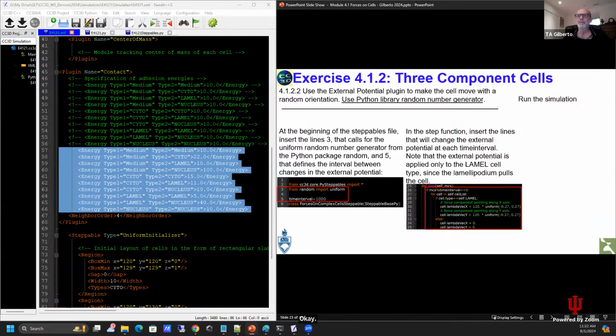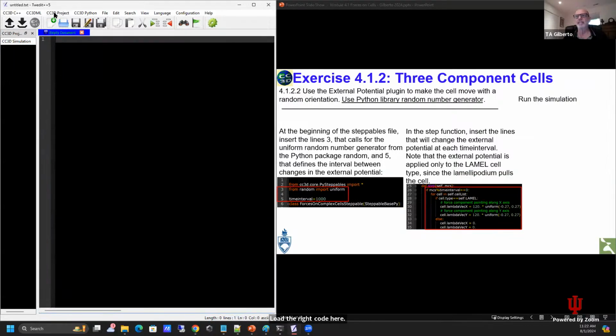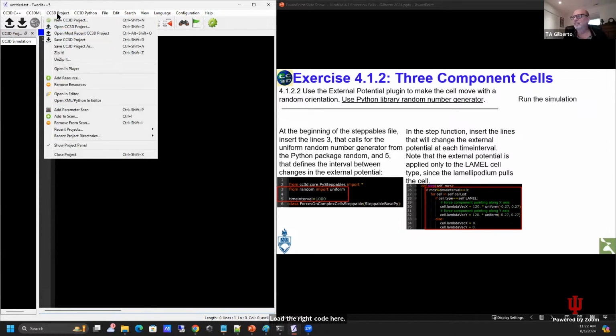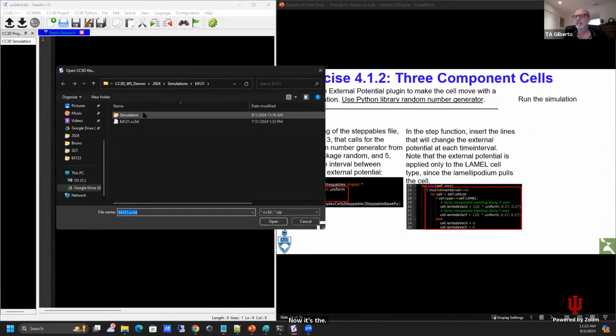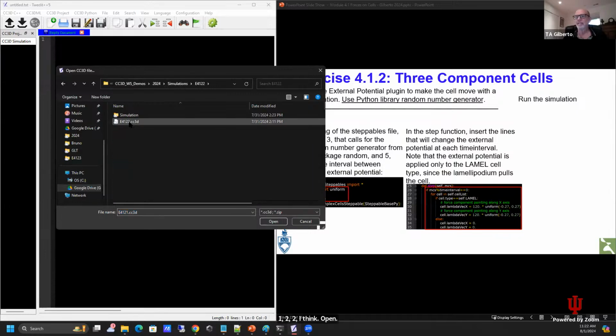Again, I will load the right code here. Do you guys do the same? Now it's the 122, I think, open. Simulation, I have it here.